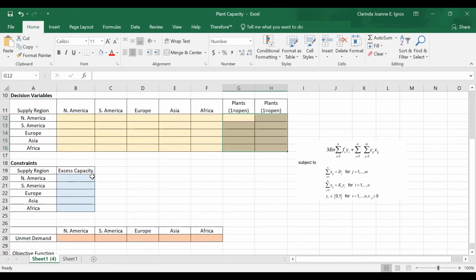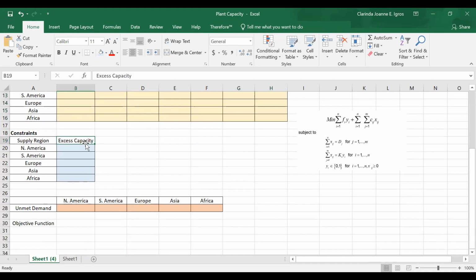The constraints will be the excess capacity. As mentioned a while ago, the demand should be equal to the supply. And if there is an unmet demand, this will be computed here.